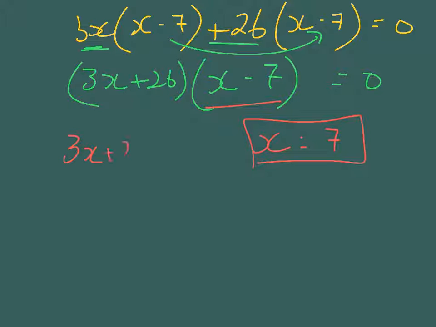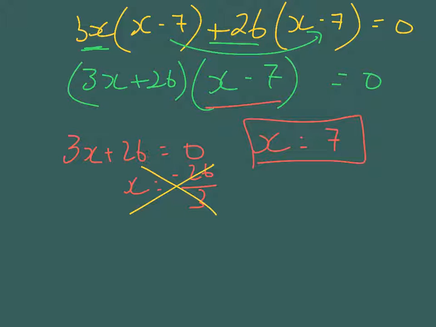3x plus 26 equals 0. If we solve that, we end up that x is equal to negative 26 over 3. That is not a natural number, because it's not only a fraction, since 26 divided by 3 doesn't go into a whole number, but it's also negative. So therefore our value is x equals 7.